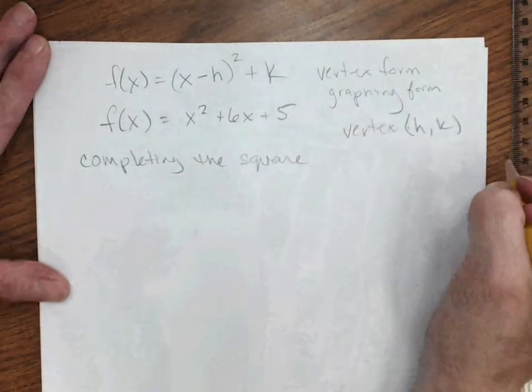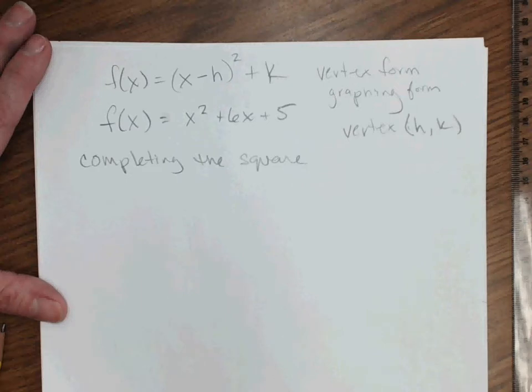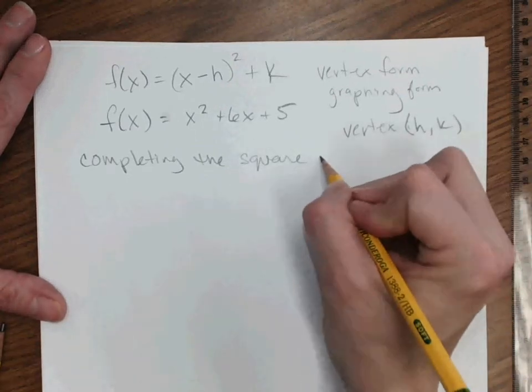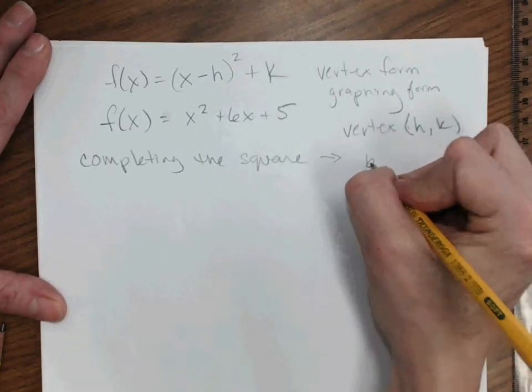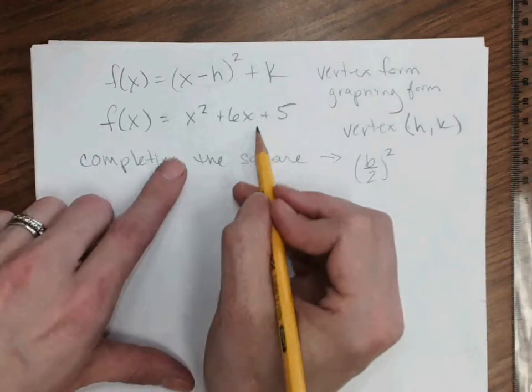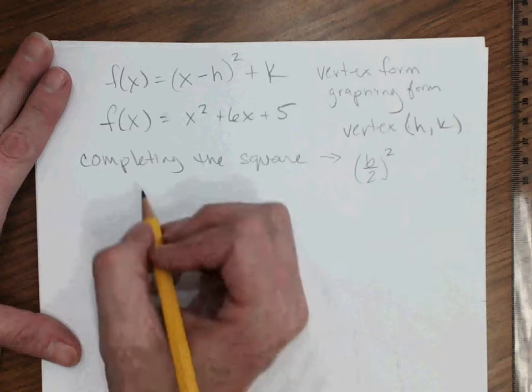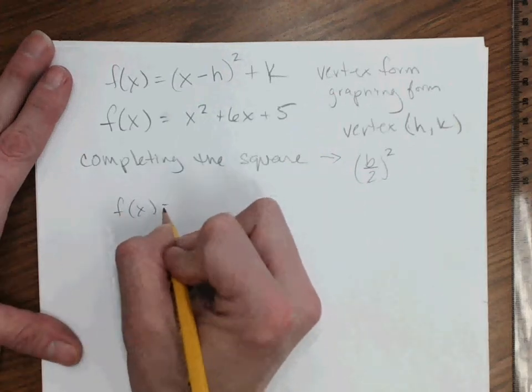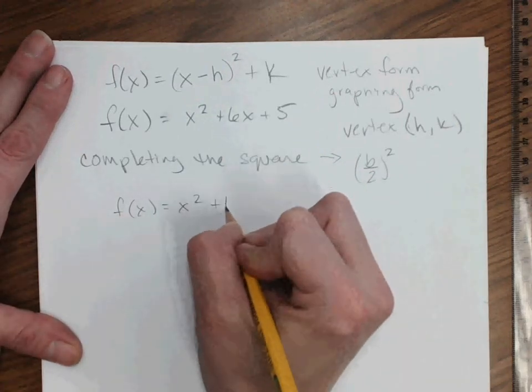If you remember from last week, with completing the square, the part that we're going to be looking at, if we remember, is that b over 2 and then squared, to be able to figure out what to add. So I'm going to rewrite this just a little bit so I have a little bit more space.